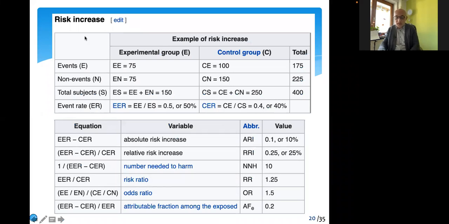Of course, when we say risk reduction, we also have risk increase, but once you have understood the risk reduction, you will easily understand the risk increase. The only difference is that instead of number needed to treat, here you have number needed to harm, and almost the same rules apply.